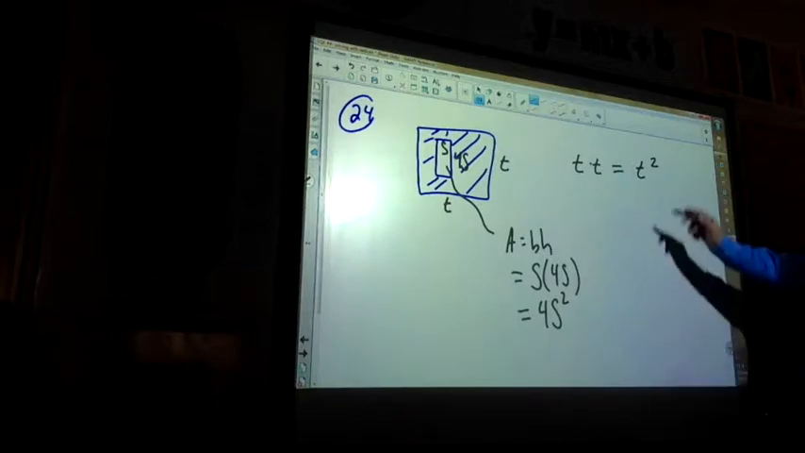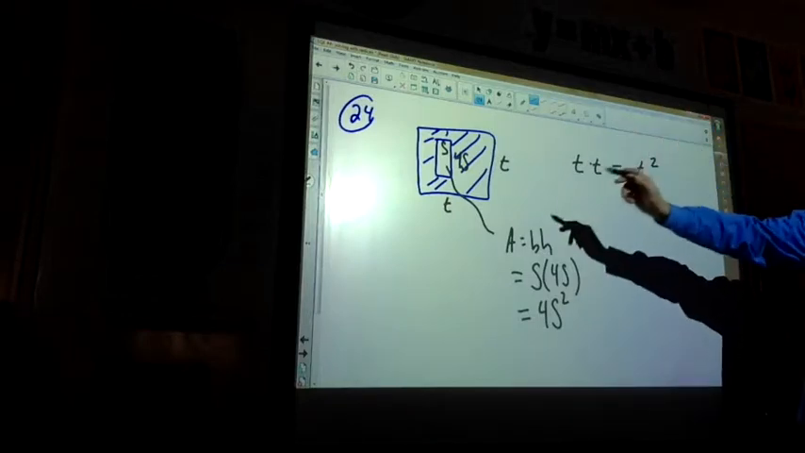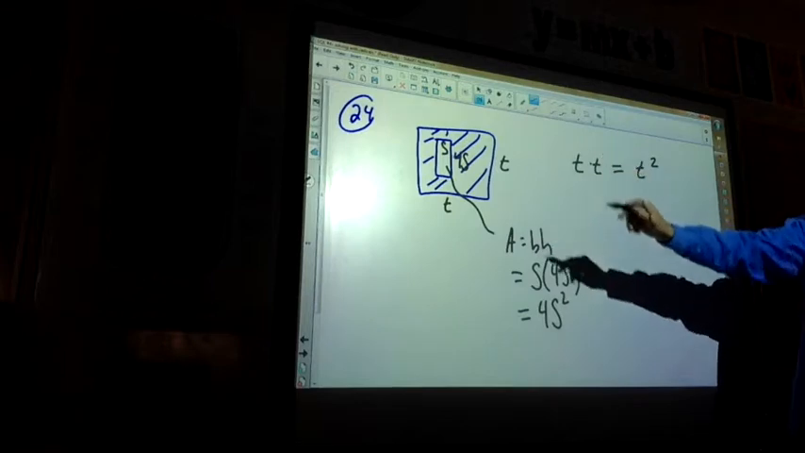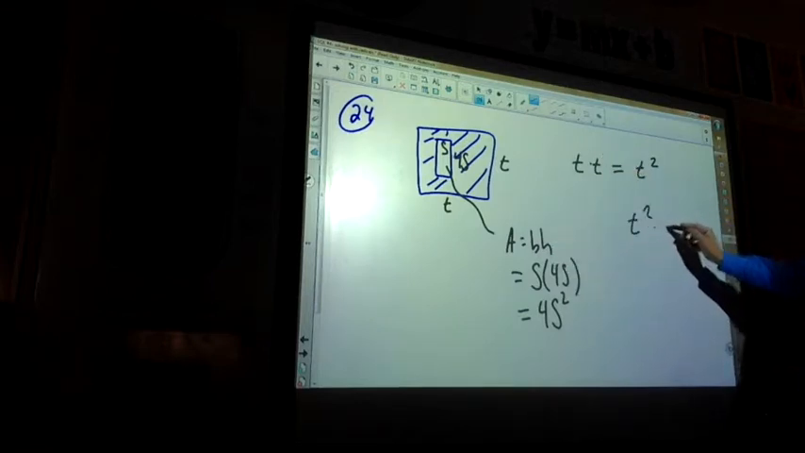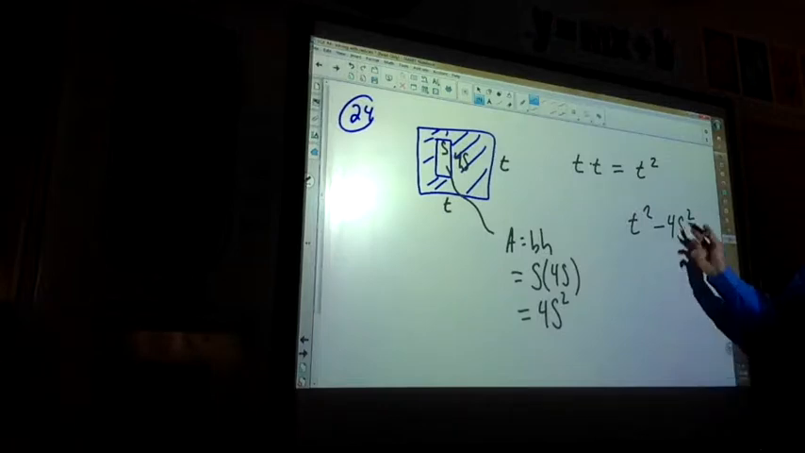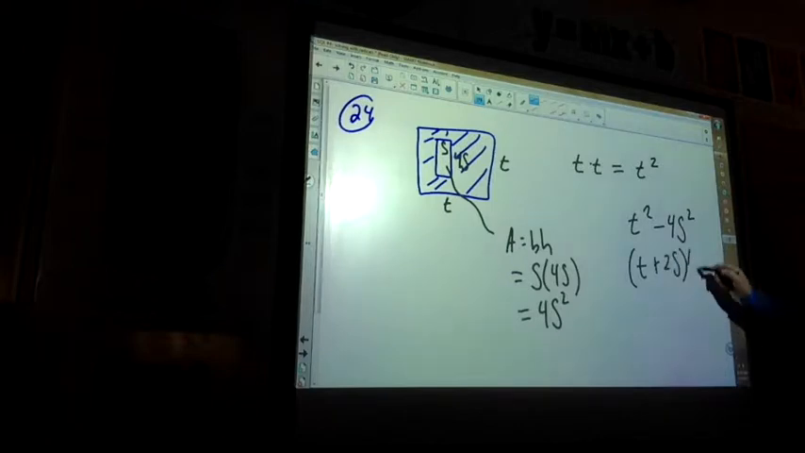Okay? So T squared is the entire area. 4S squared is the little rectangle. So if I just subtract the two from each other, you get that. I guess you could recognize this as the difference of two squares, realizing it's T plus 2S and T minus 2S. That's basically how you do it.